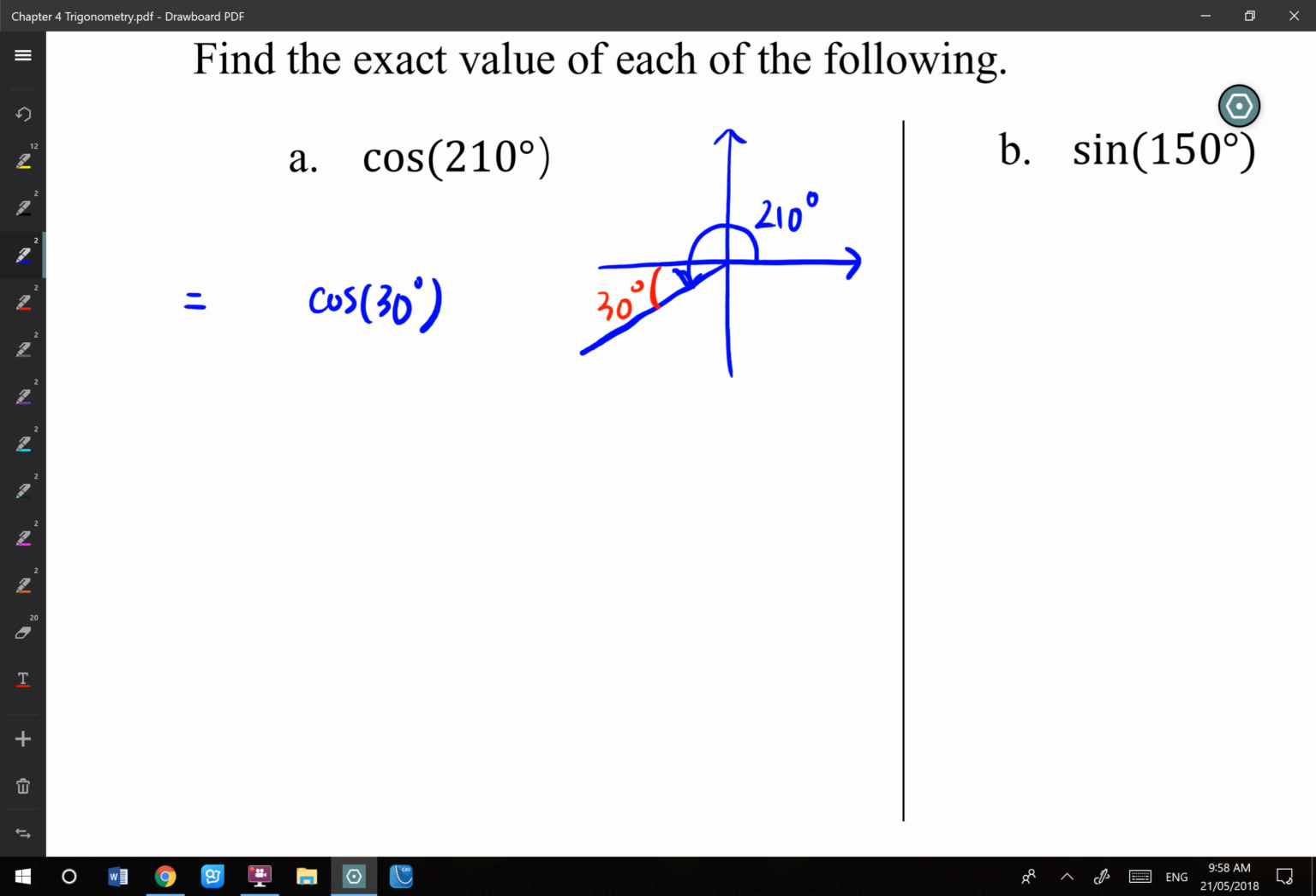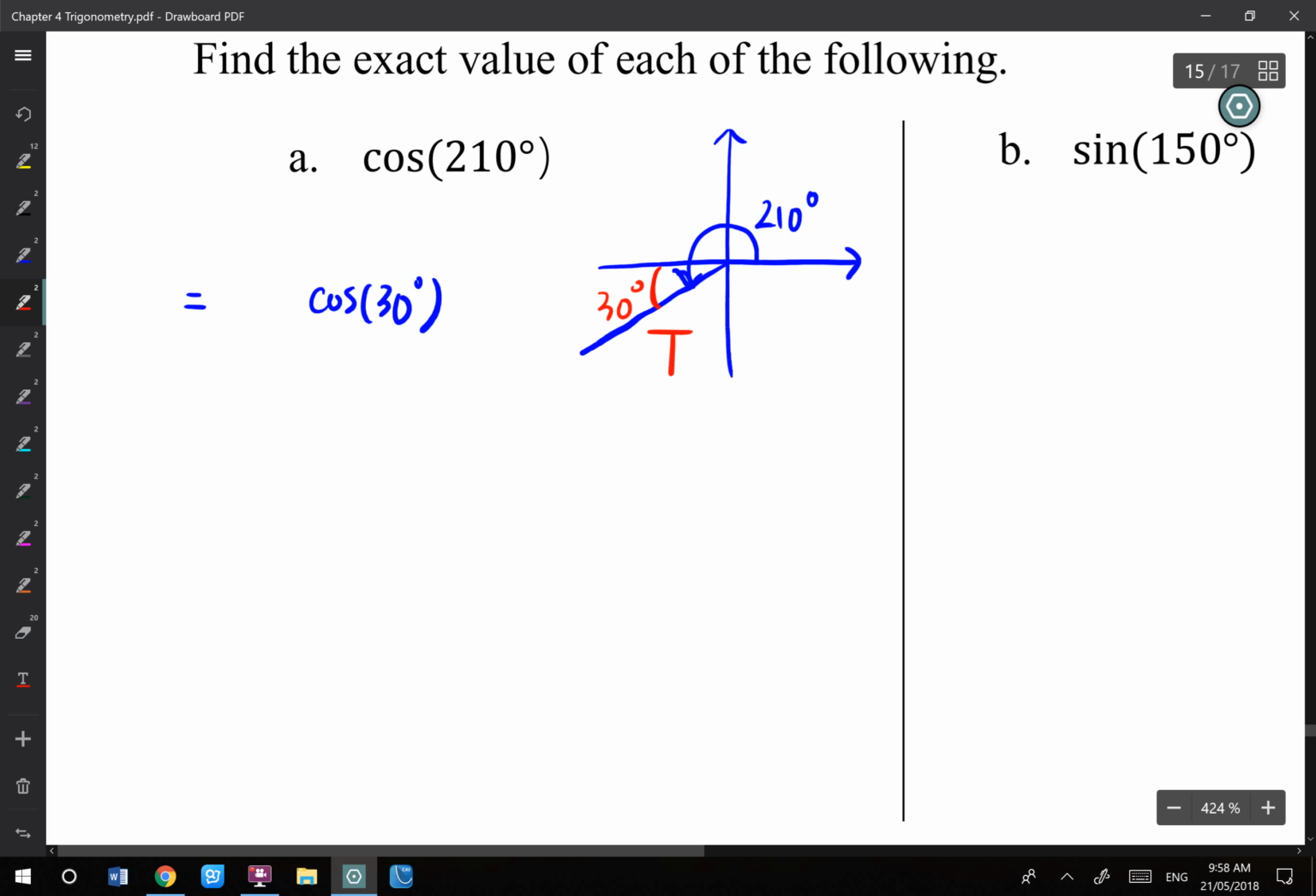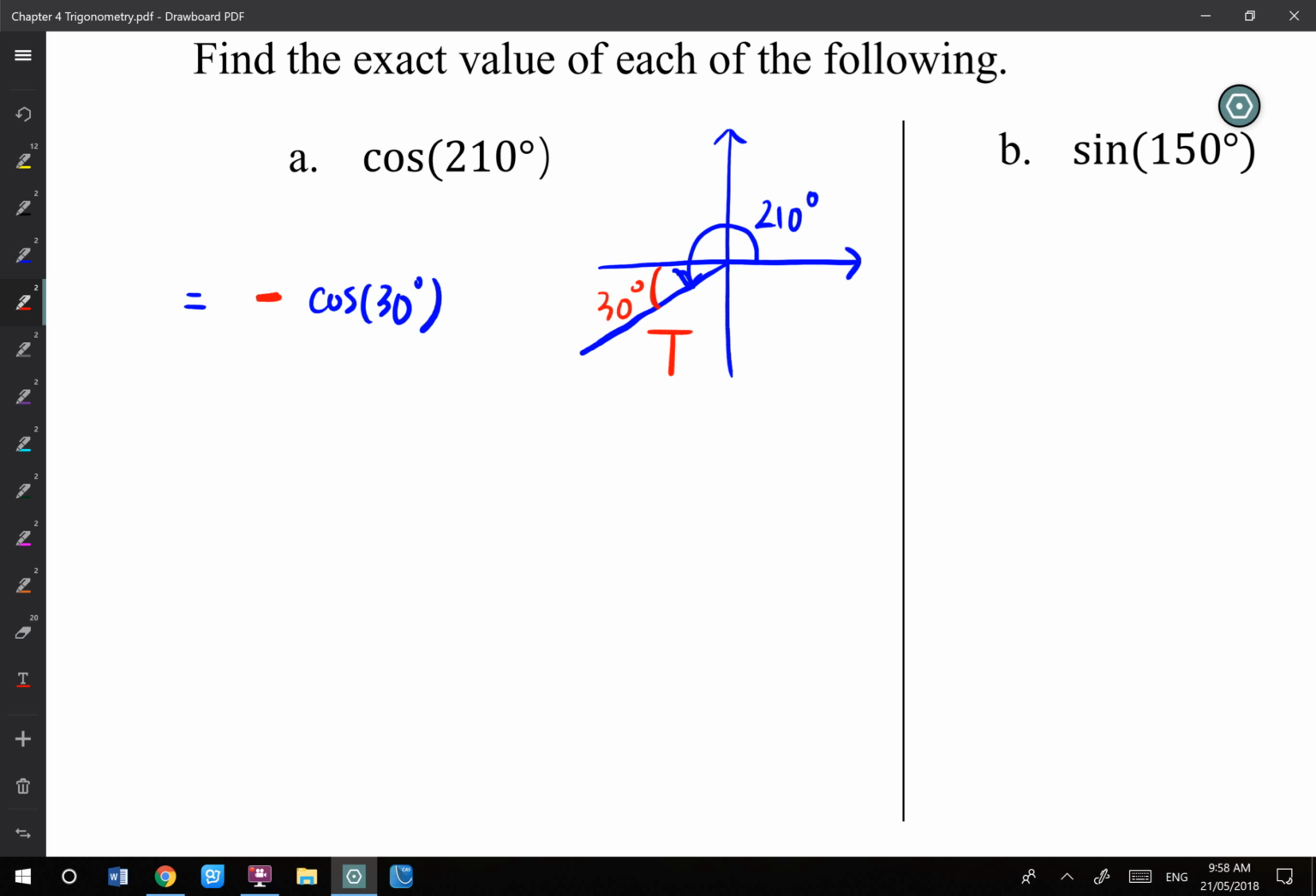What I'll also do is to see the quadrant. Which quadrant is this one? Tan. We have the tan quadrant here. So cosine will be negative, so I will add a negative in front. That's how we evaluate that. So cosine 210 will become negative cosine 30 degrees.